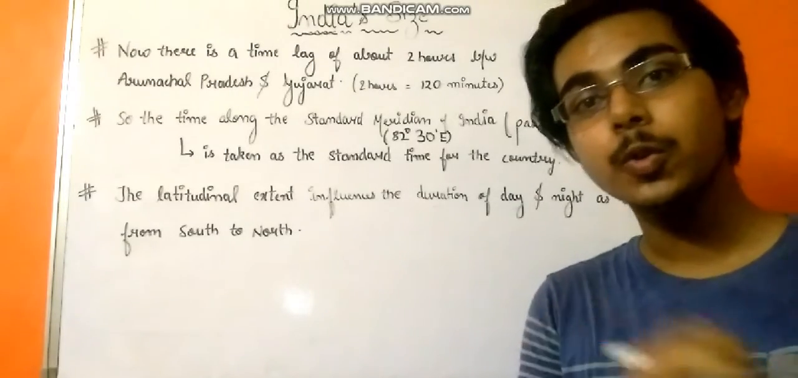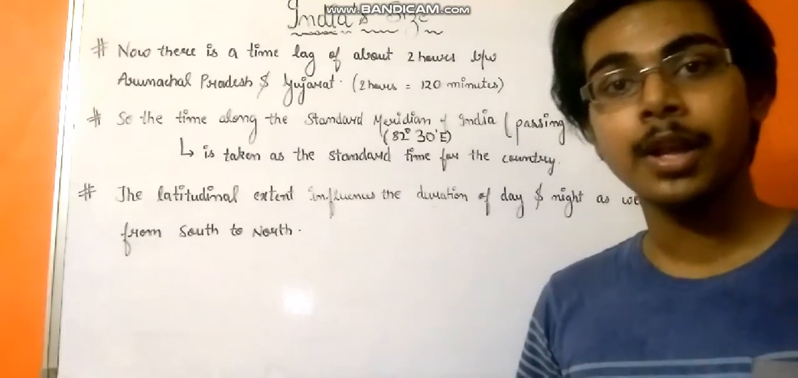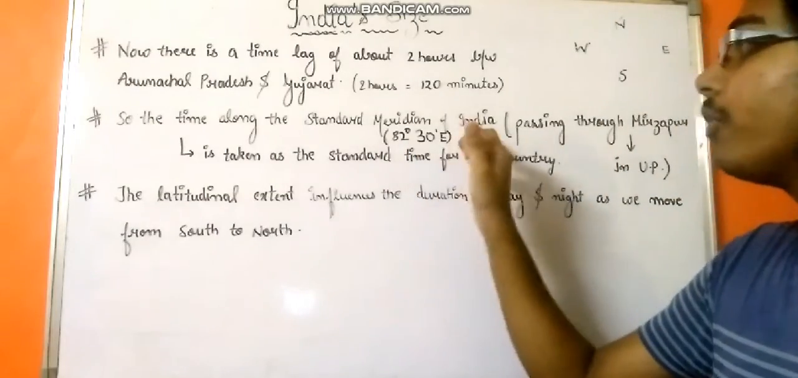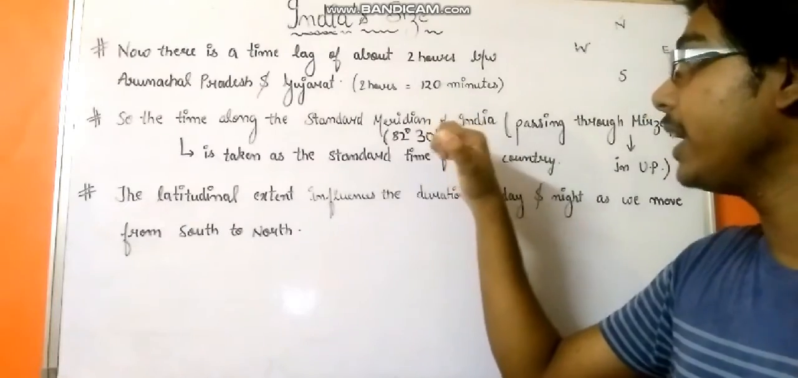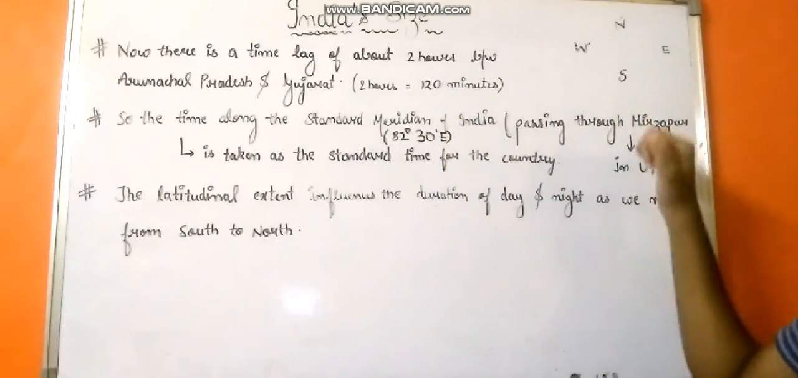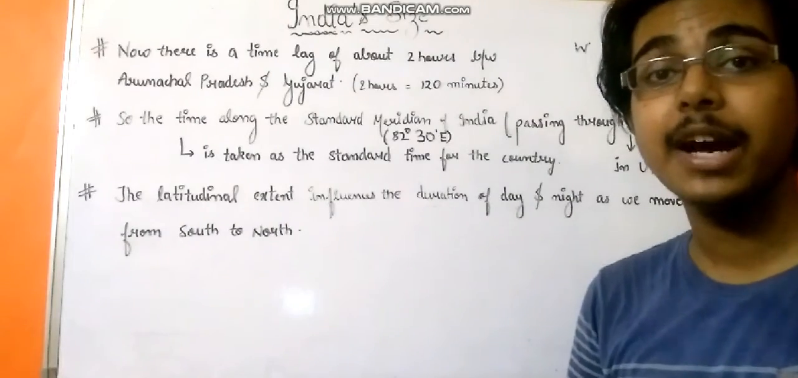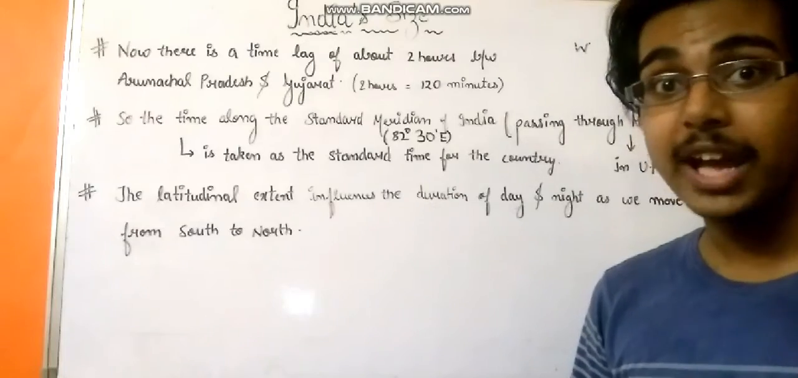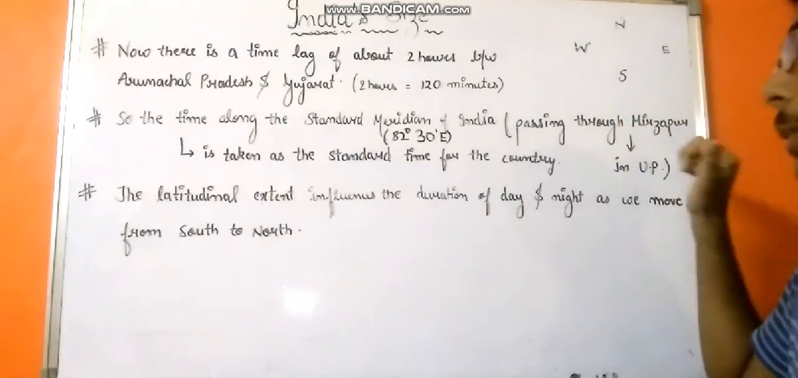Now if you go to the US or any other place, their standard meridian will be different. And we need to remember, you need to memorize the standard meridian of India. It is at 82 degree 30 minutes east, which passes through Mirzapur in UP. Now this is a very important 1 mark question. It can be asked that the standard meridian of India passes through which city, which place, in which state. So it passes through Mirzapur in Uttar Pradesh.